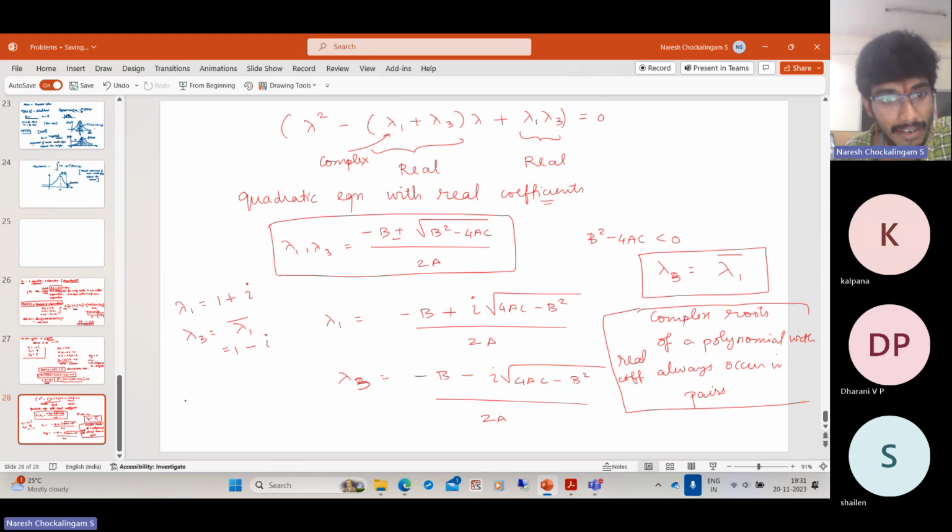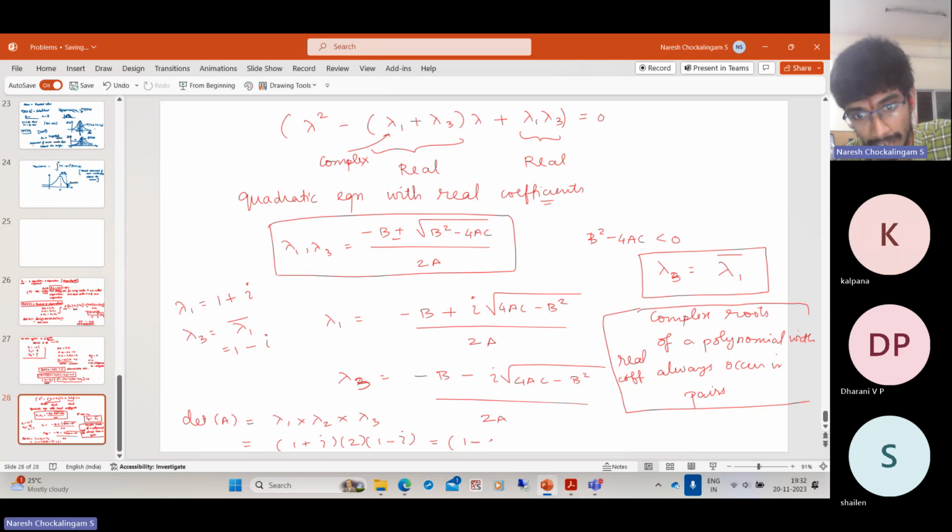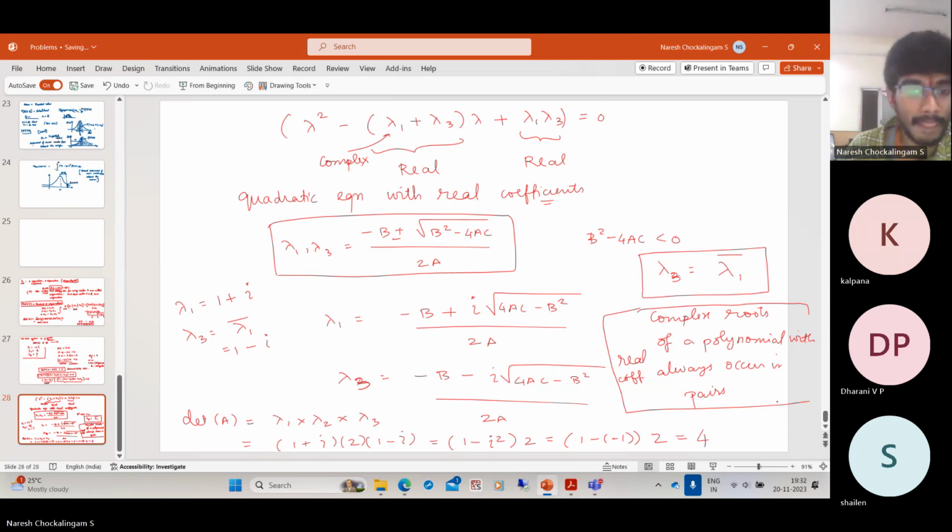So what is the determinant of A? It is lambda 1 multiplied by lambda 2 multiplied by lambda 3. So it is 1 plus I into 2 into 1 minus I. So 1 plus I into 1 minus I is 1 minus I squared, into 2. What is 1 minus I squared? It is 1 minus minus 1, into 2. So the correct answer to the question is 4.